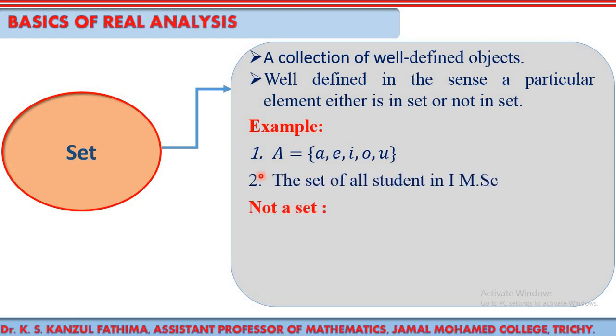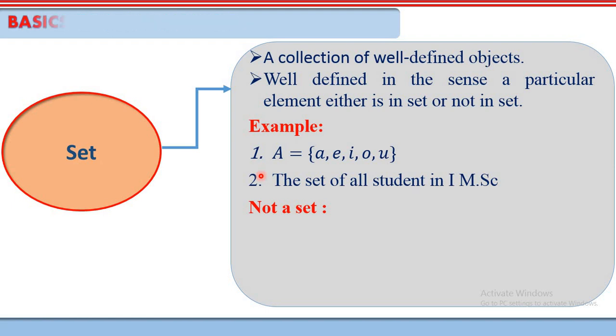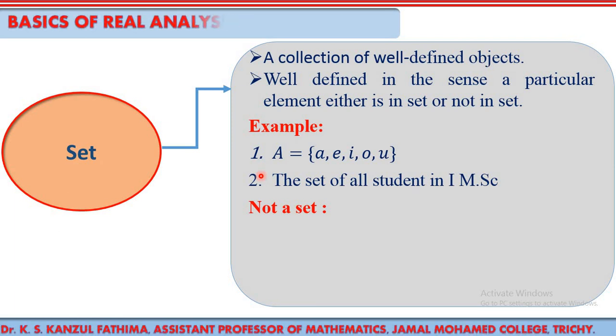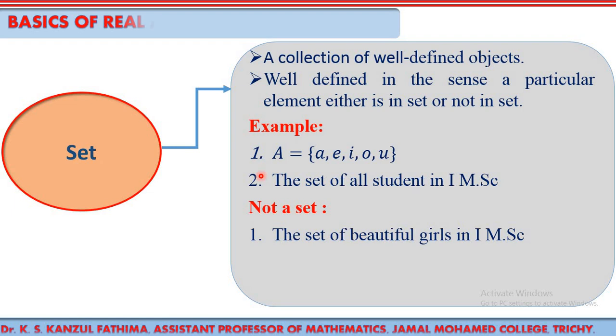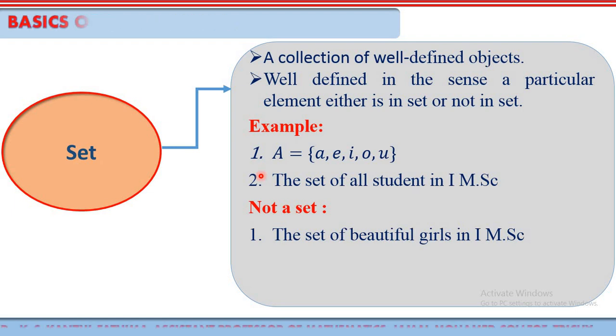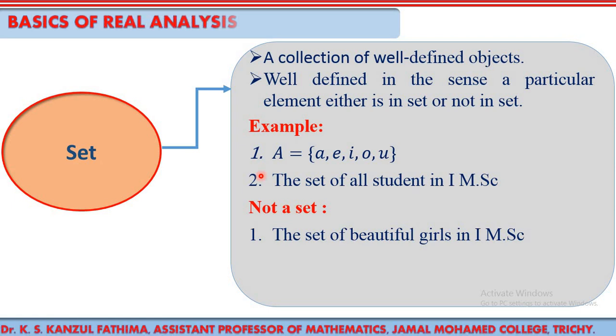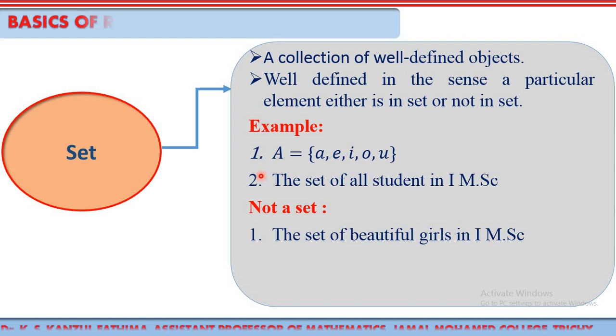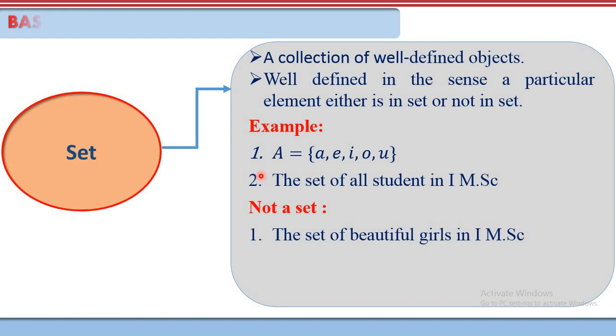Another example is the set of all students in first MSc. At this moment, you have one question. Which collection is not well-defined? Can anyone answer? Okay. Consider the collection of all beautiful girls in first MSc. This collection is not well-defined because beautifulness may differ from person to person. So, this collection is not well-defined.